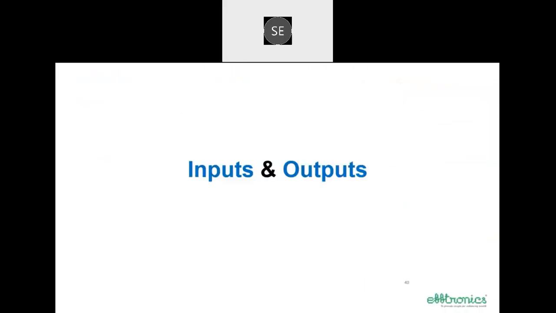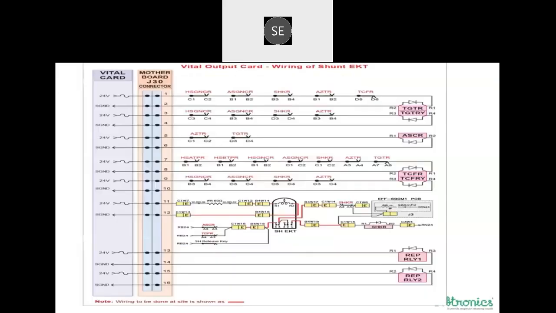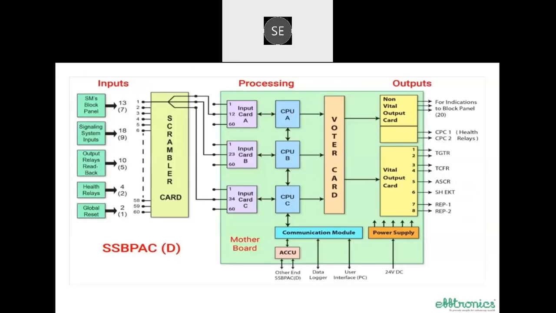So inputs and outputs, as you can see, there are a total of 47 inputs, 8 vital outputs and 24 non-vital outputs. Inputs are given, inputs are processed and outputs are delivered, and communication goes to the other end block instrument and power supply.